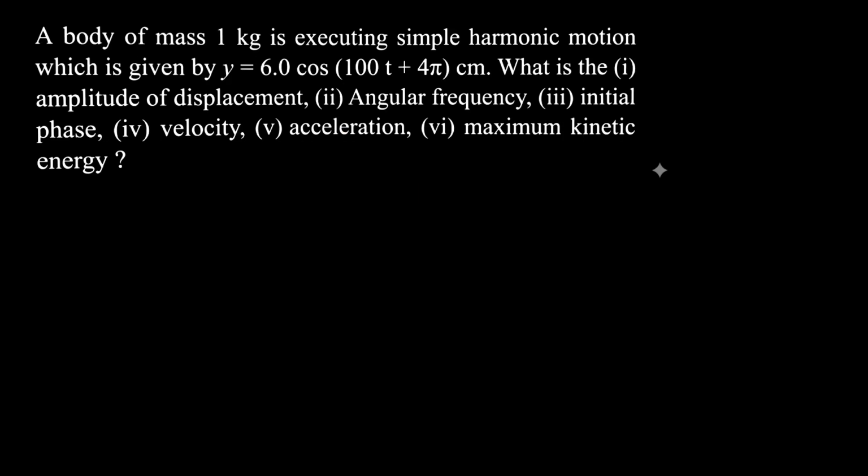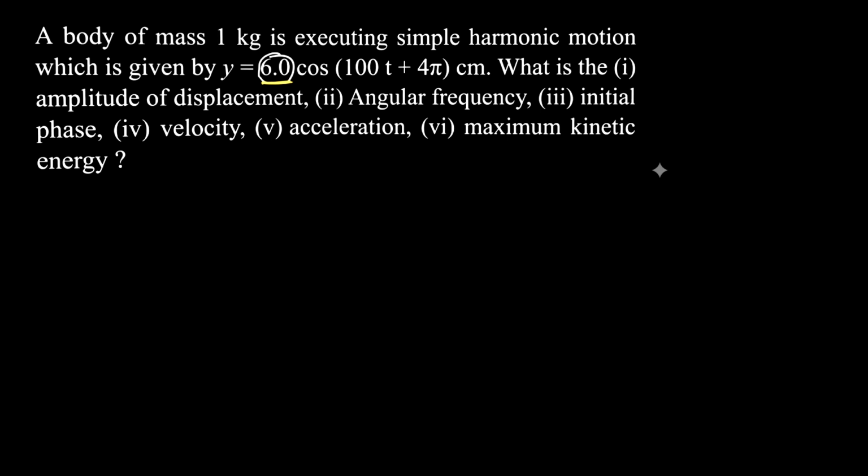Now, there is one question: a 1 kg mass executing simple harmonic motion, for which y is equal to this equation is given, and what is the amplitude of the displacement? They are asking amplitude. Amplitude means maximum displacement. So what is the maximum displacement? 0.6. The first answer of this question is 0.6. Maximum displacement is 0.6, so that is amplitude.